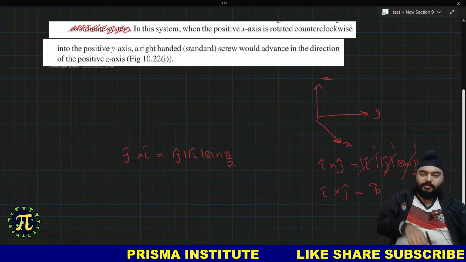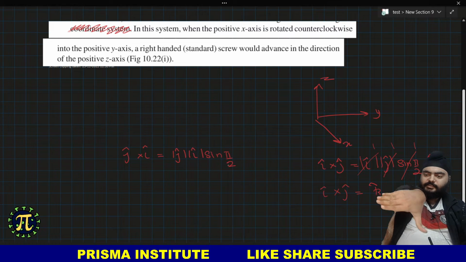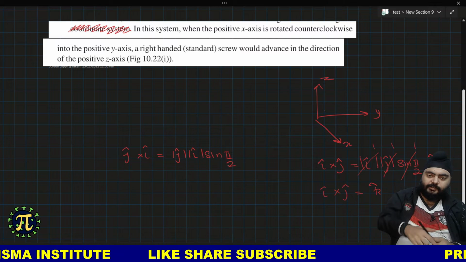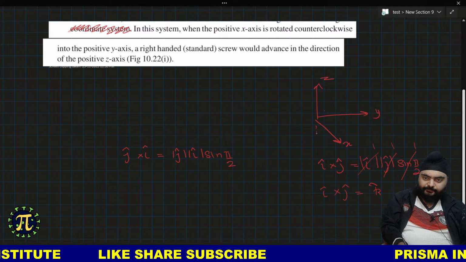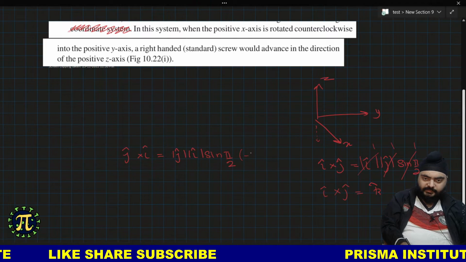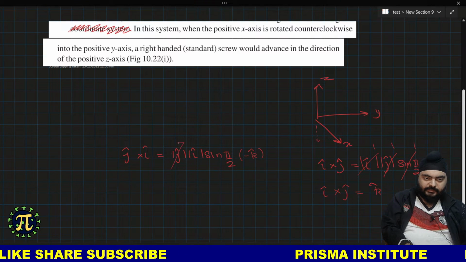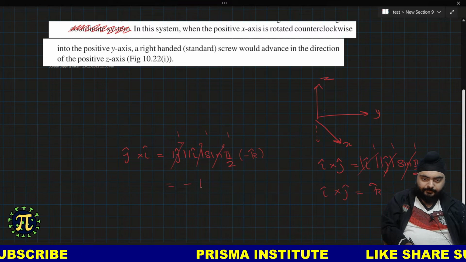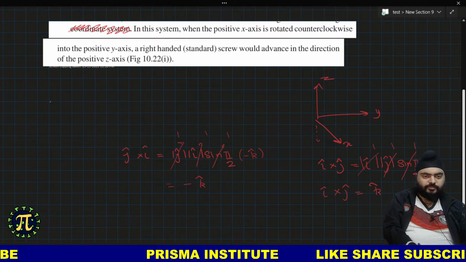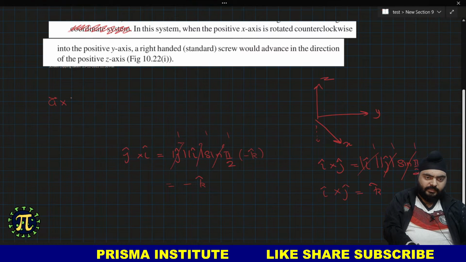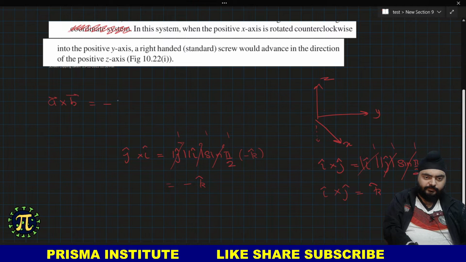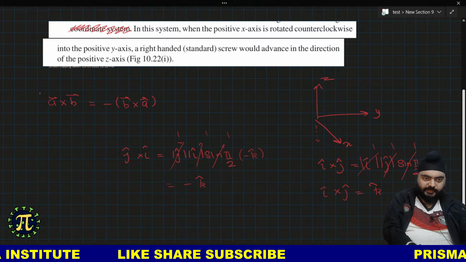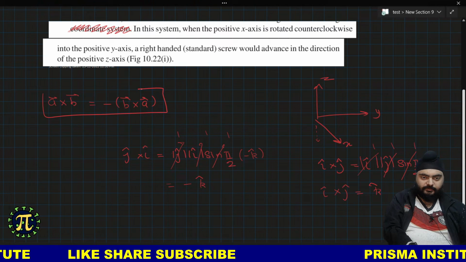But let's see now. If I keep my palm in the direction of y and curl it towards the direction of x, and it is pointing towards this direction, right? So the resultant is minus k cap. Here this is 1, this is 1, this is 1, and we find this is minus k cap. And in general it is true that a cross b is not equal to b cross a, it is negative of b cross a. So they point in the opposite direction. A cross b's direction is opposite of b cross a.